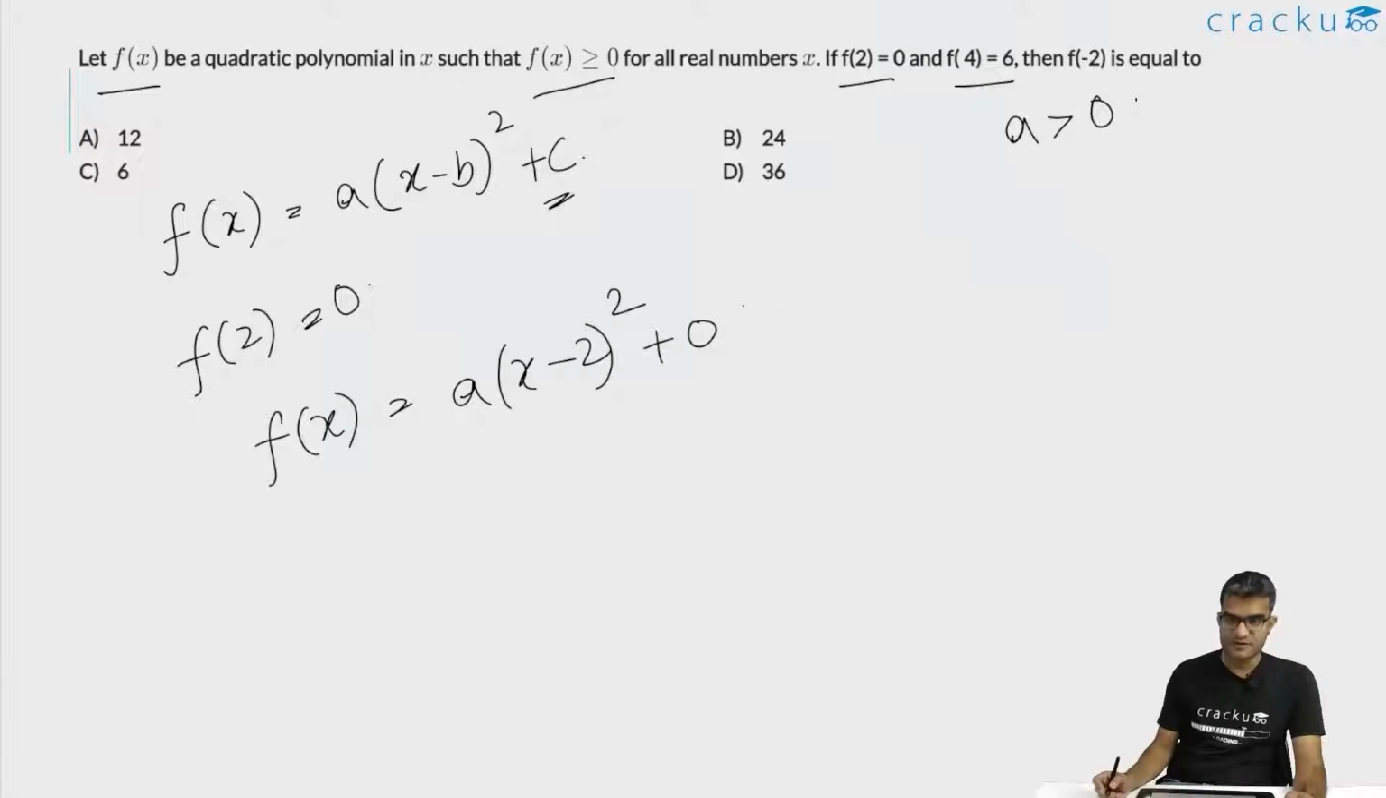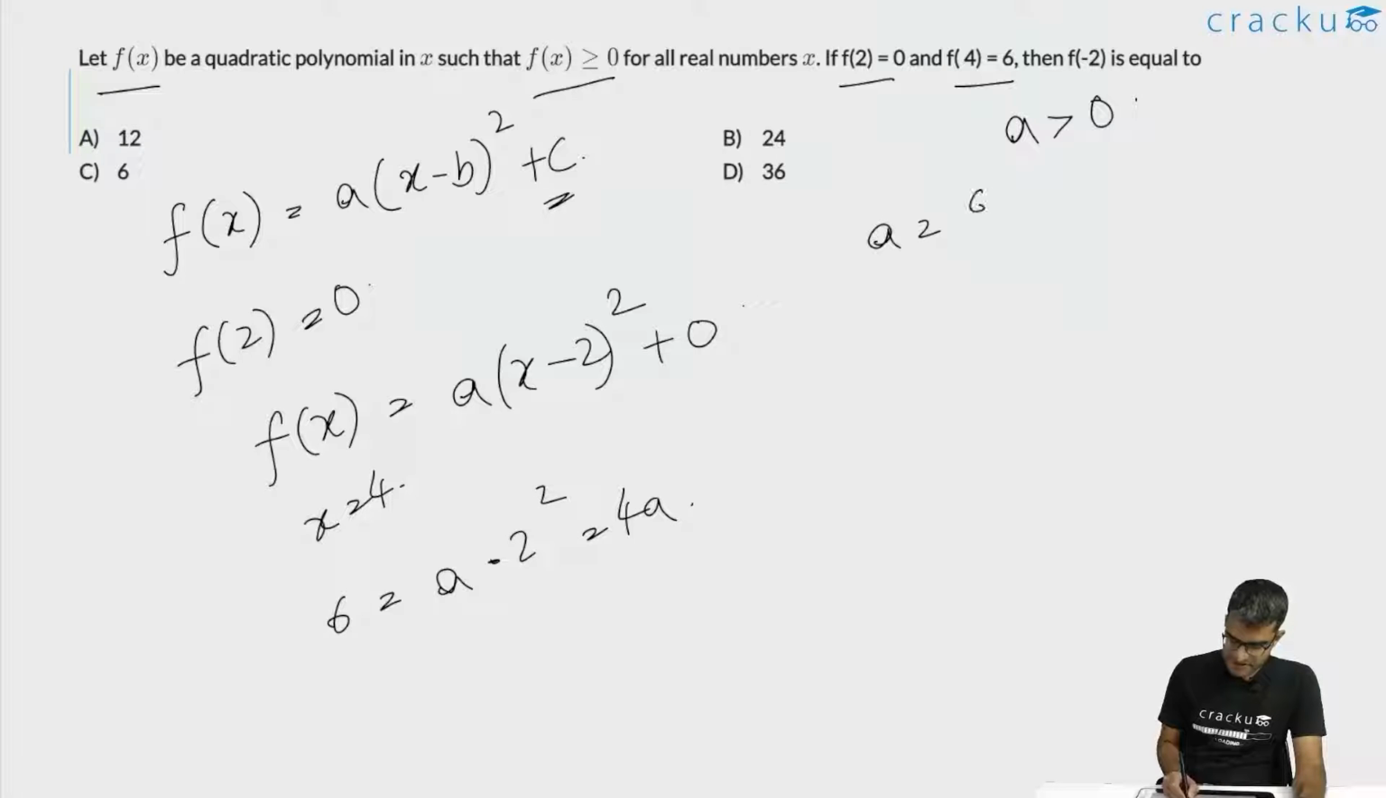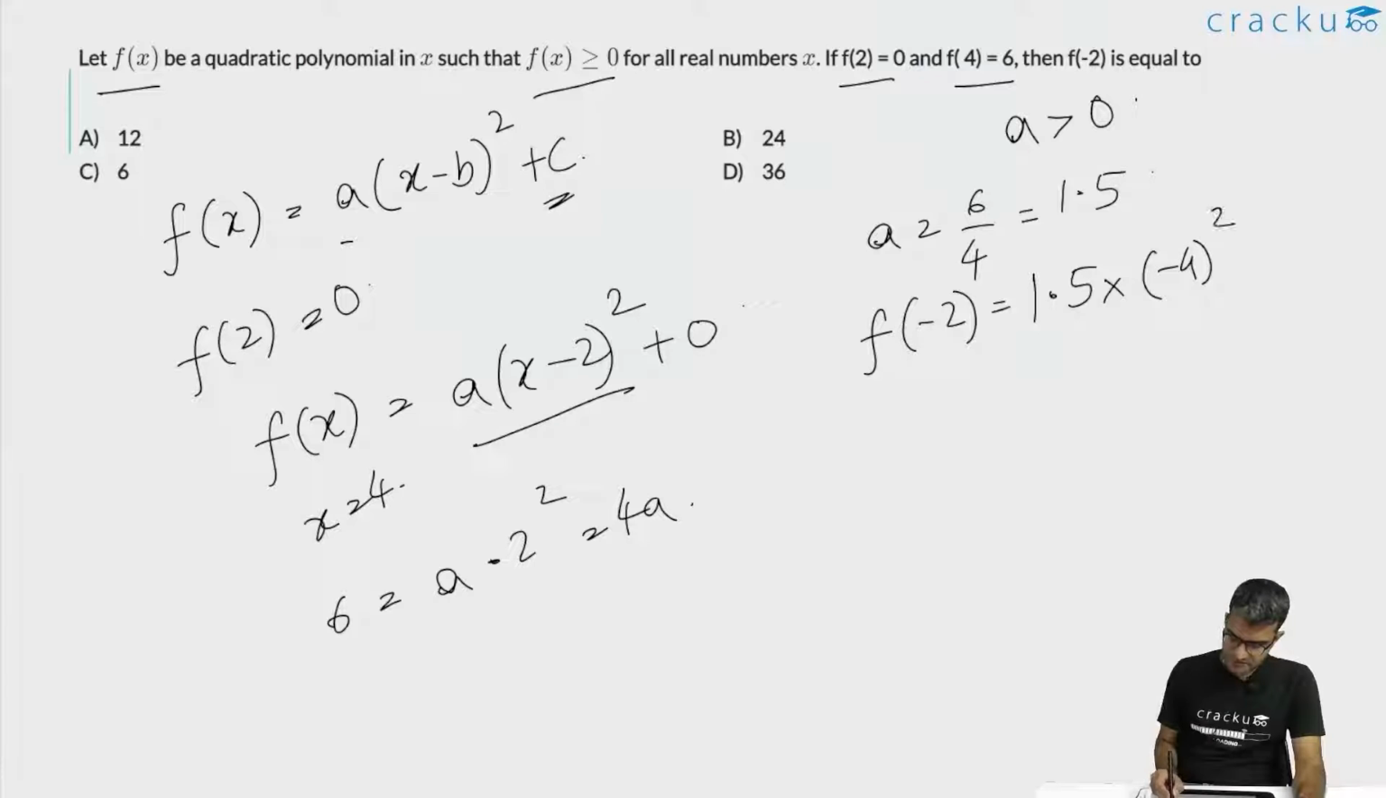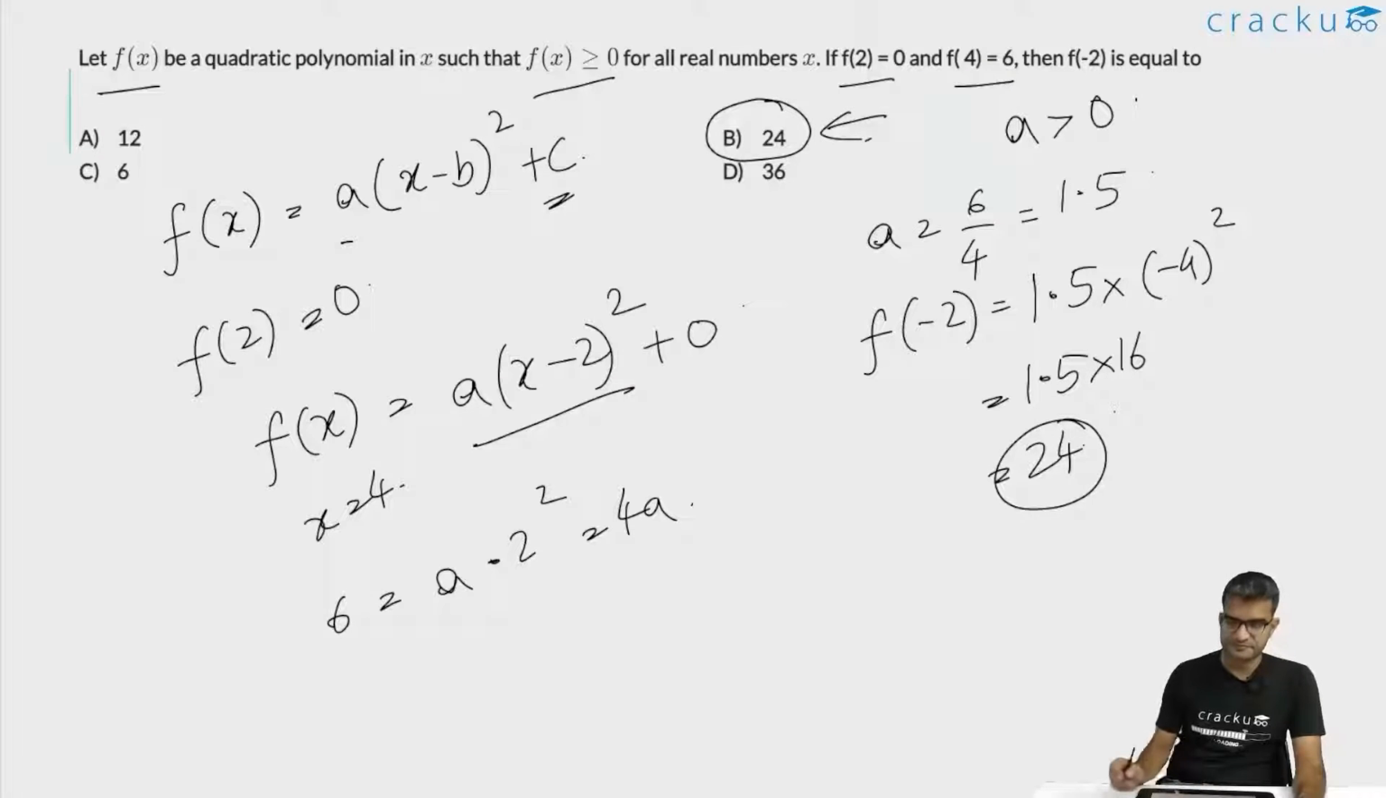And f of 4 is equal to 6. If f of 4 is equal to 6, we can substitute the value of x to be equal to 4. So 6 is equal to a into 2 square, which is equal to 4a. Or the value of a is equal to 6 by 4, which is equal to 1.5. So the value of f of minus 2 will be equal to a into x minus 2 whole square, which is 1.5 into minus 4 whole square, which is equal to 1.5 into 16, which is equal to 24. So the answer for this question is option B.